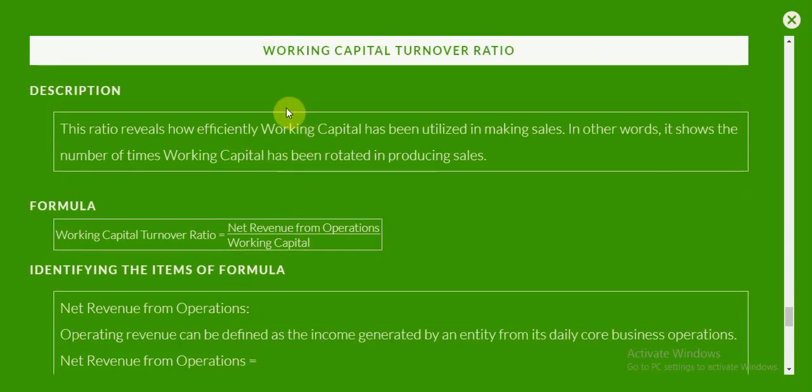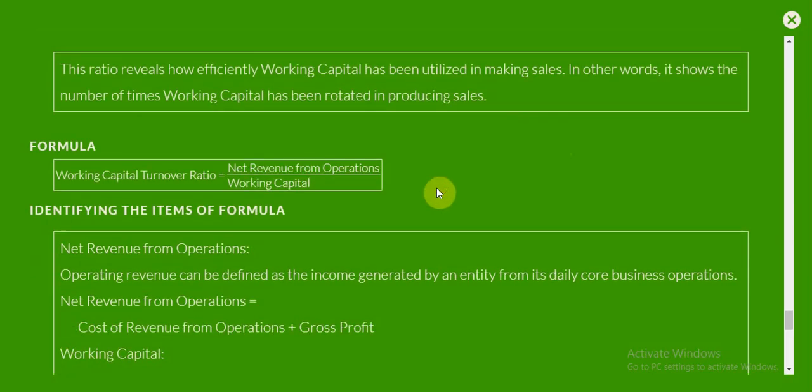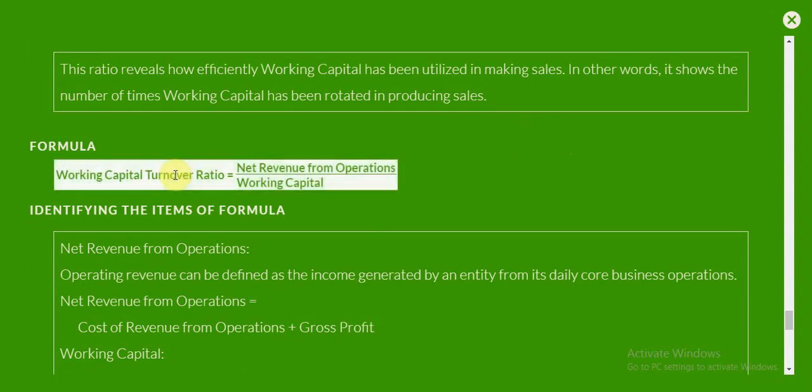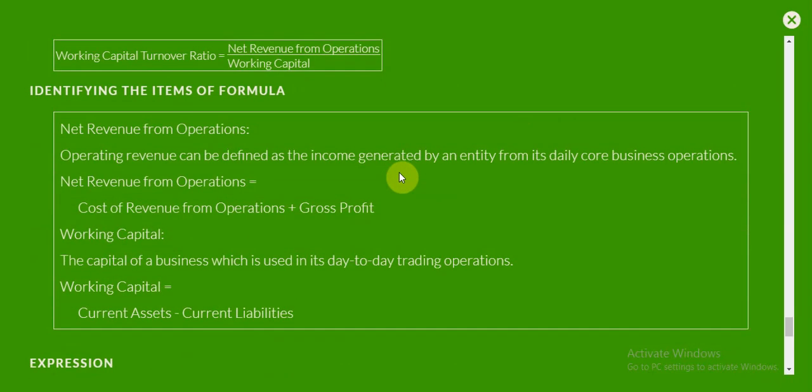We will move to the last activity ratio, friends, that is the working capital turnover ratio. This ratio reveals how efficiently working capital has been utilized in making sales. In other words, it shows the number of times working capital has been rotated in producing sales. The formula for calculating this ratio is net revenue from operations divided by working capital. This will give us the working capital turnover ratio.